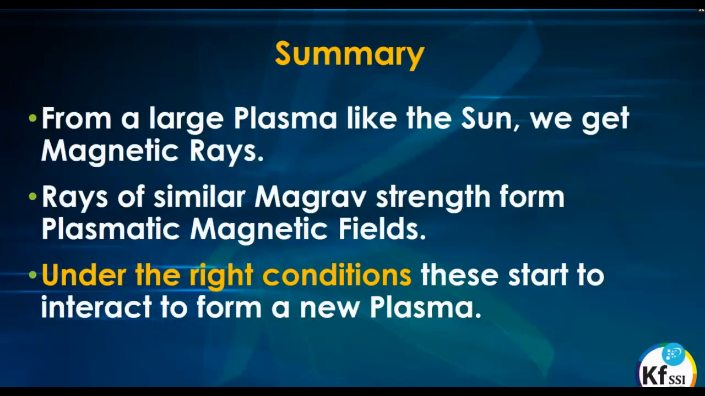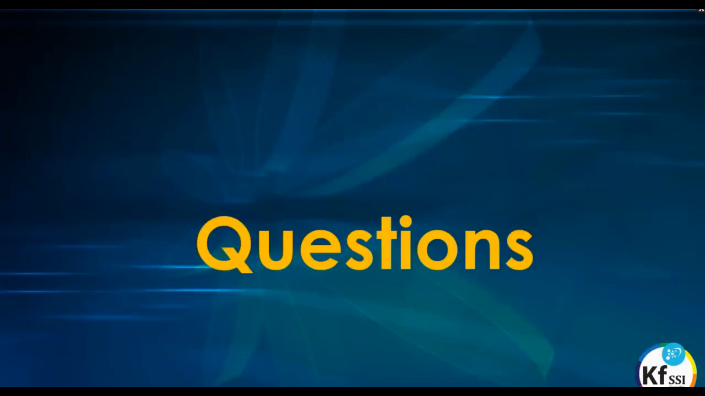And so from a large plasma like the sun, we get the magnetic rays, and the rays of similar strength form plasmatic magnetic fields. And under the right conditions, these start to interact to form a new plasma. So I hope that made sense. It is quite a complicated section, but it is important to understand the fundamental building blocks of everything and how these interact.